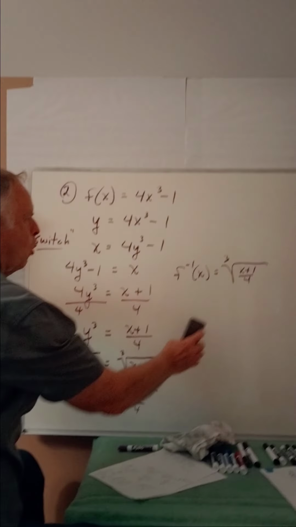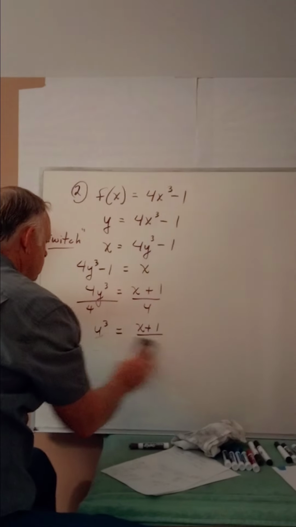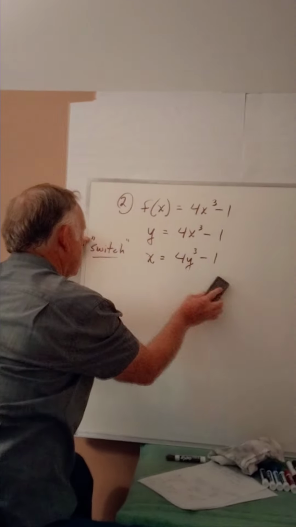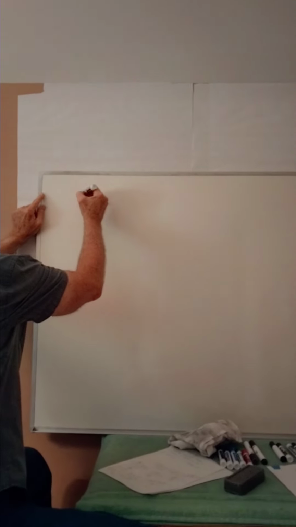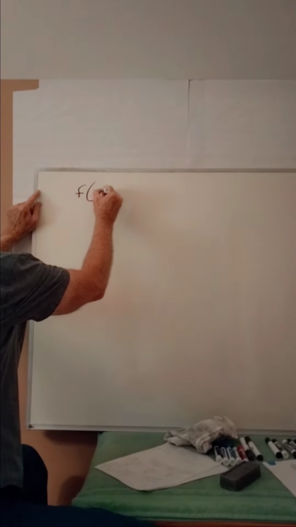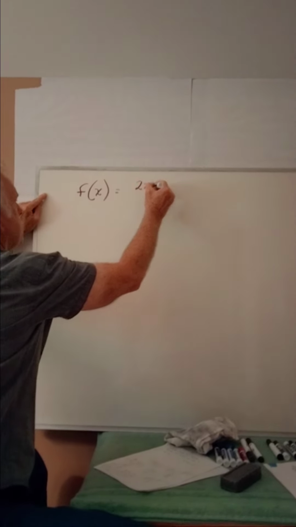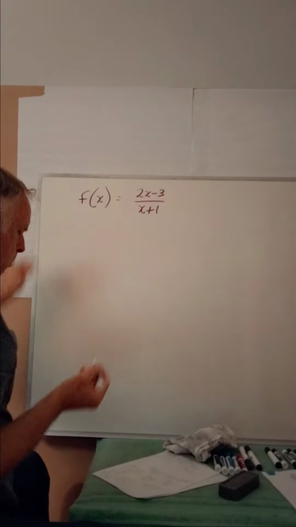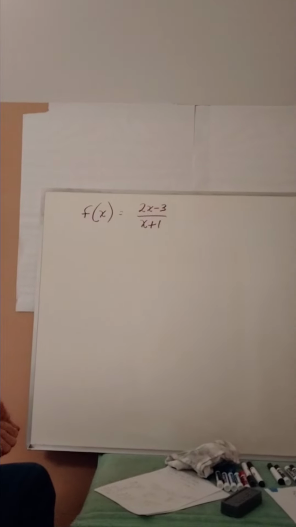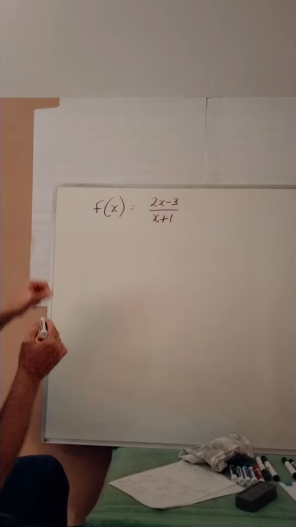Now there's one more that we want to look at. It's a bit more of a challenge, but since I believe that you'll see it on the assignment, make sure that there's not a doubt about what has to be done. A little bit different, a little bit more work, a little bit more thought. F of x is equal to 2x minus 3 over x plus 1. Function. We want its inverse. Replace.